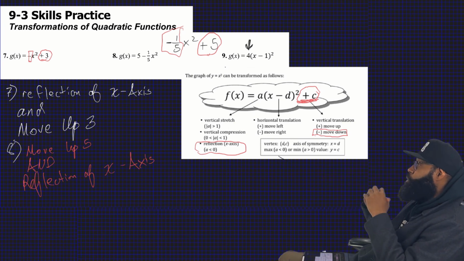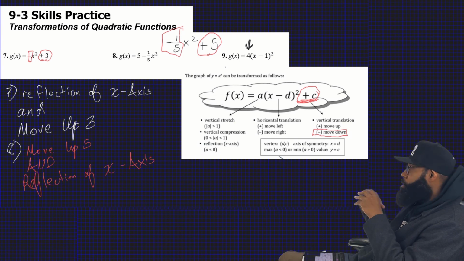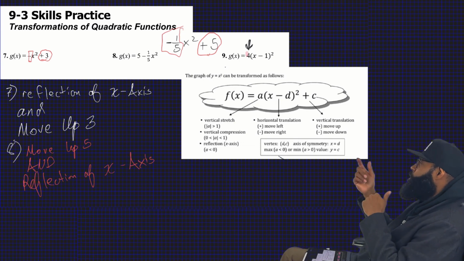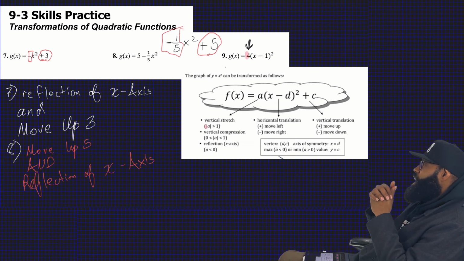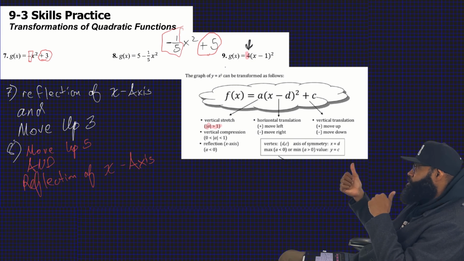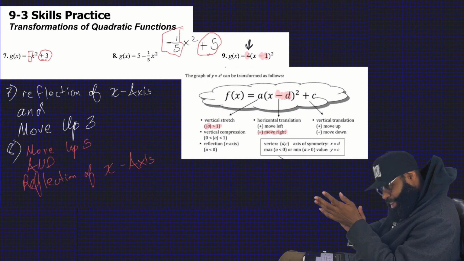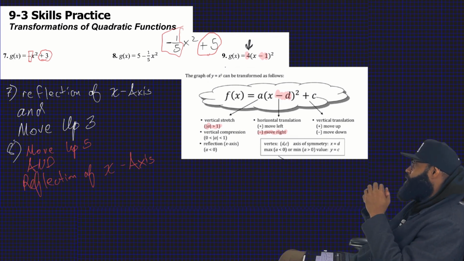So, moving on to number 9. Gotta clear some stuff out so we can do it again. What do I see? I see a 4 in front, that's the A. What's the A telling me? Well, is it a vertical stretch? Is it a vertical compression? Or is it reflection? Well, right there, greater than 1. You guys are with me.